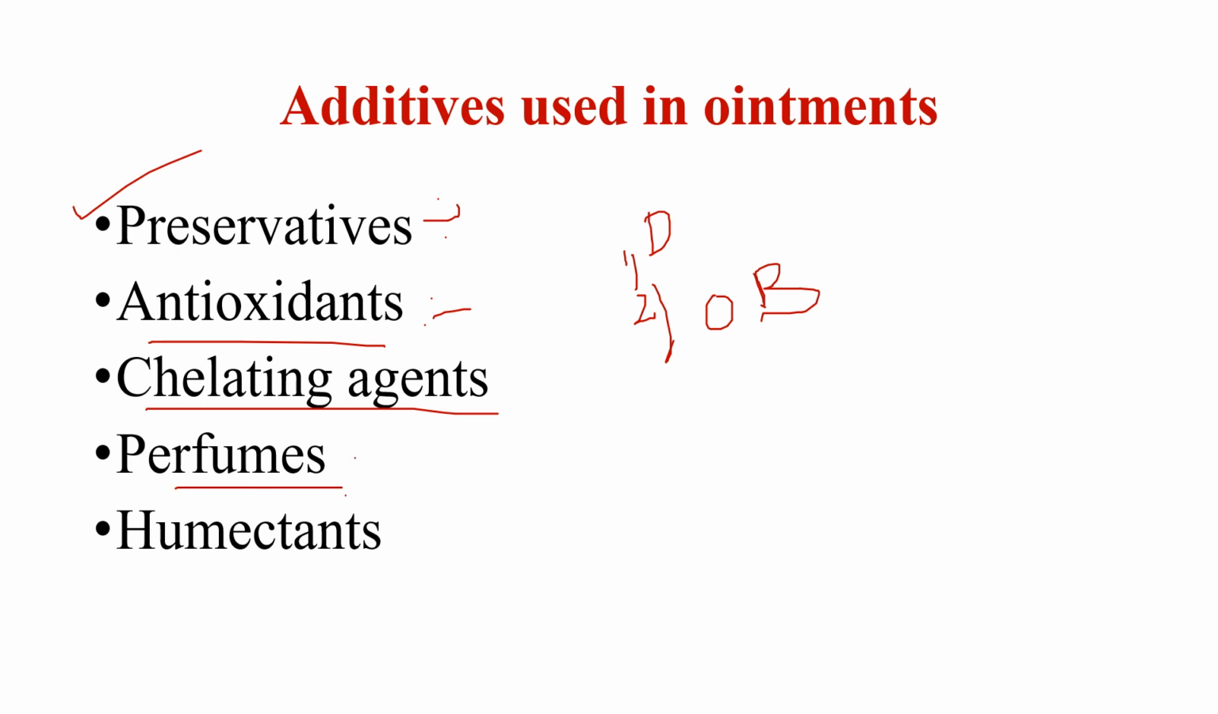Perfumes to give a good smell to the product. Humectants, which will retain the moisture, like glycerin, propylene glycol, are going to act as humectants. So these are some of the additives which we are going to add in the ointment, and all these additives we have discussed at the topic of whenever we prepare the liquid dosage forms. So recollect that and add the appropriate examples here.